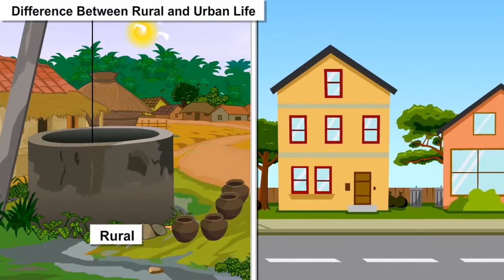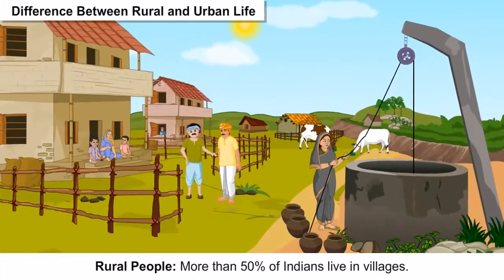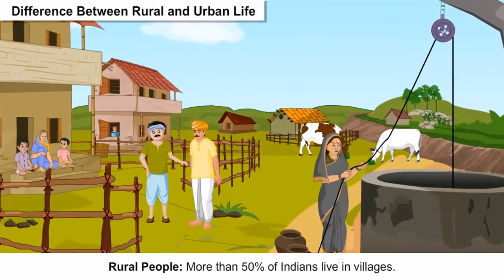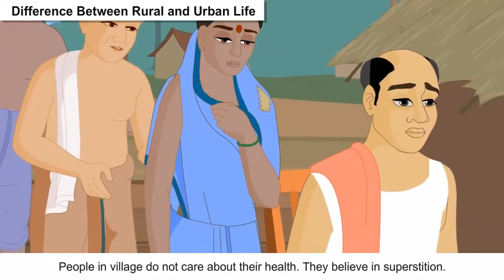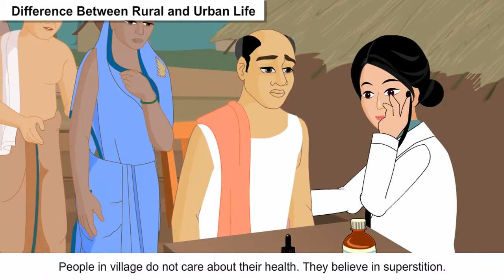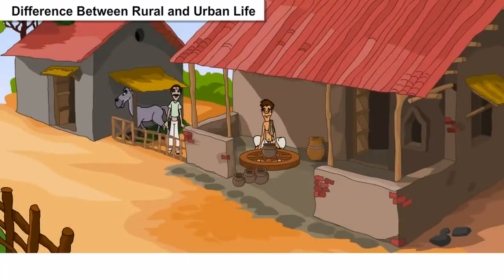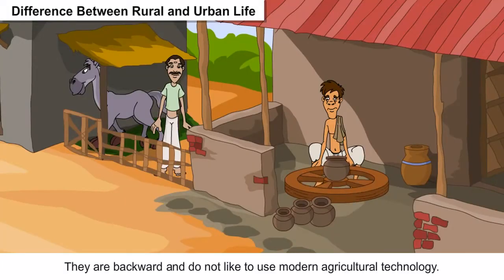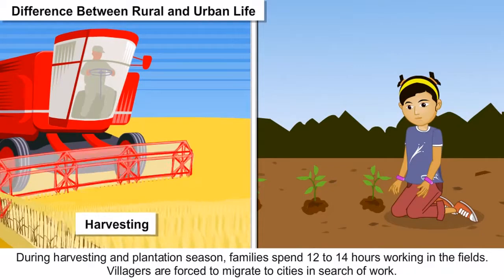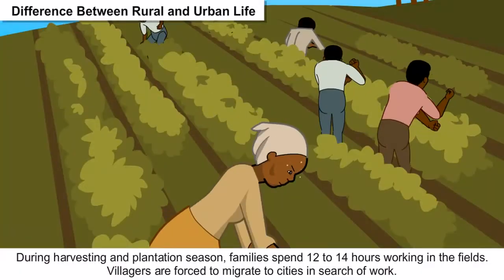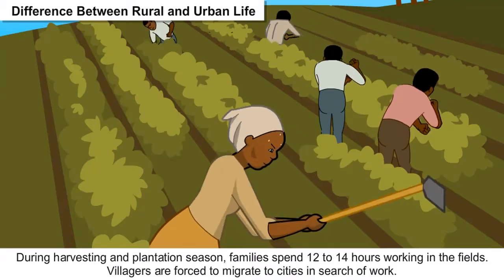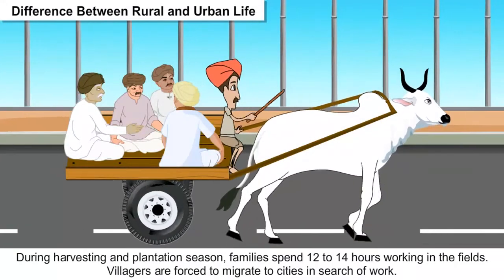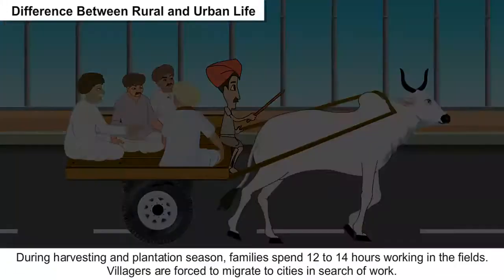Difference between rural and urban life. Rural people. More than 50% of Indians live in villages. People in village do not care about their health. They believe in superstition. They are backward and do not like to use modern agricultural technology. During harvesting and plantation season, families spend 12 to 14 hours working in the fields. Villagers are forced to migrate to cities in search of work.